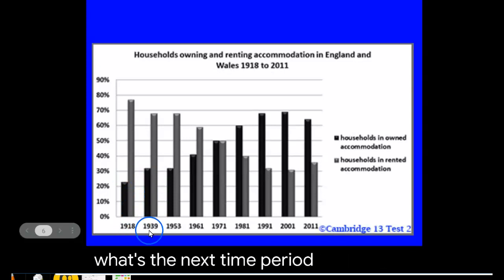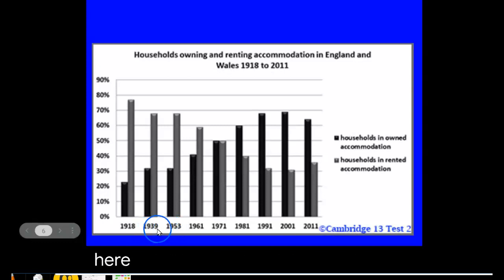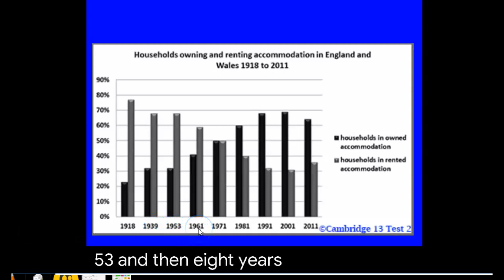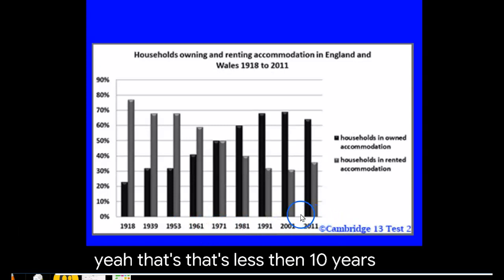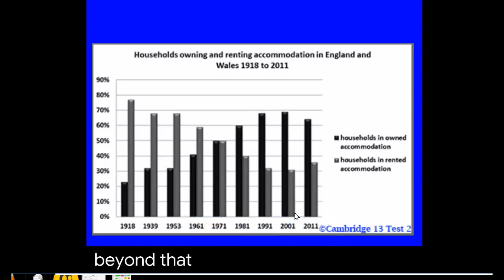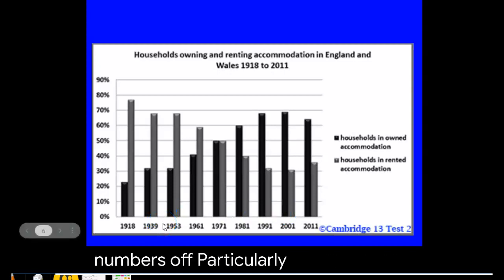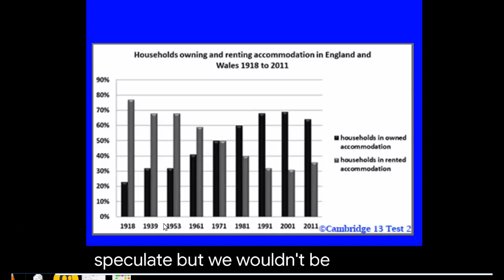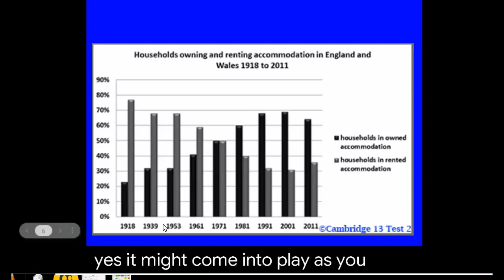What's the next time period? 1939. What's the difference there in time? That's 21 years. Weird. And then here, what do you got here? You got 14 years between 39 and 53, and then 8 years between 61, and then 10 years beyond that. Why is that? Why are these numbers off? No reason particularly. We could speculate, but we wouldn't be doing that in our report. Is it worth noticing? Yes, it might come into play as you describe things later on.